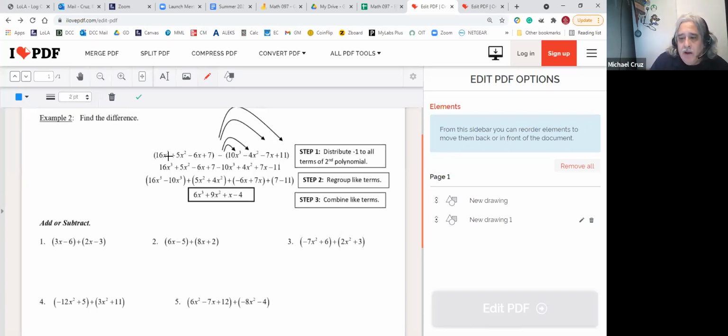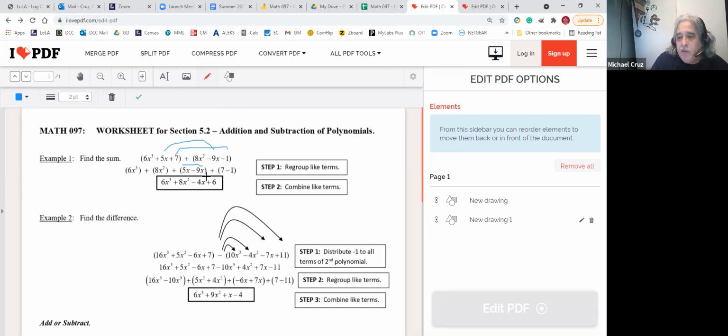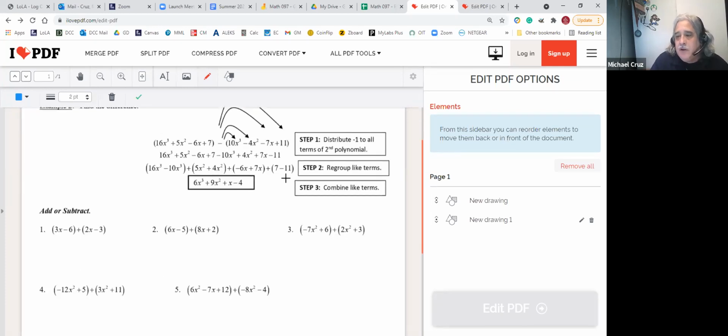So I like how they did it here. As it is, I would have just dropped the parentheses and put an extra step in there myself and then collect like terms. But anyway, so that's negative 10x cubed, negative of a negative 4x squared, which is positive 4x squared, negative of a negative 7x, which is positive 7x, and negative of a positive 11 is negative 11. Now we can just collect like terms.